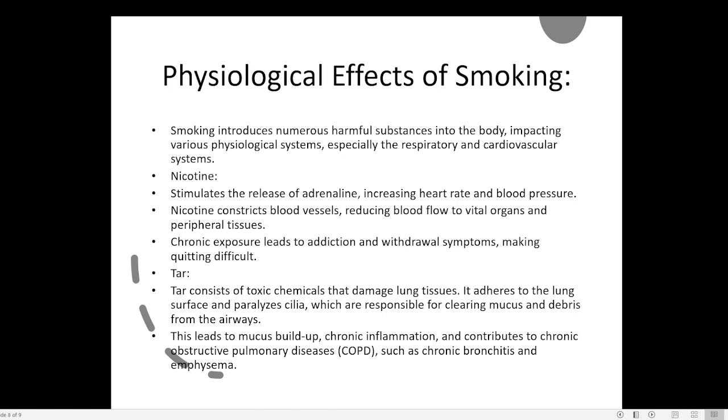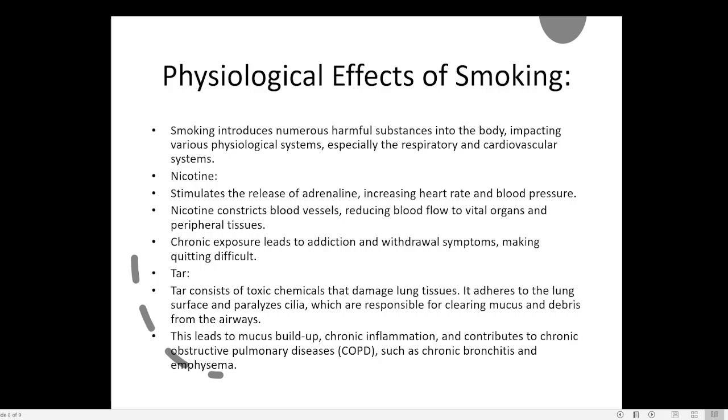Then we have one more topic, regarding the physiological effects of smoking. The problem with smoking is that it introduces numerous harmful substances into your body, impacting various physiological systems, especially the respiratory and cardiovascular systems. So when a person is smoking, two systems are primarily affected. One is your respiratory system, like your nose, trachea, bronchus, lungs, alveoli, etc. They are all part of the respiratory system. Then your heart and blood. So these are the two major systems which are affected by smoking.